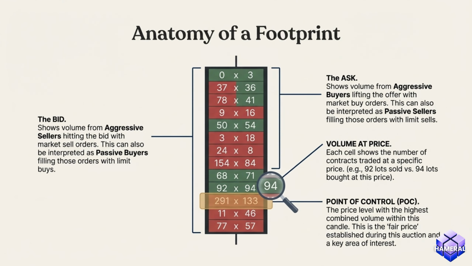Let's break down the anatomy of a footprint. On the left, we have the bid, showing volume from aggressive sellers. On the right, we have the ask, showing volume from aggressive buyers. The highlighted box you see is the point of control, or POC. This represents the price level with the highest combined volume for that candle, indicating the area of most interest.